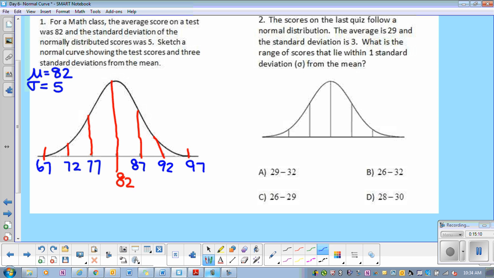So look at number 2. The scores on the last quiz follow a normal distribution. The average is 29 and the standard deviation is 3. Mu is 29, sigma equals 3. Let's label our points on our normal distribution here. All right. What is one standard deviation above? What score?